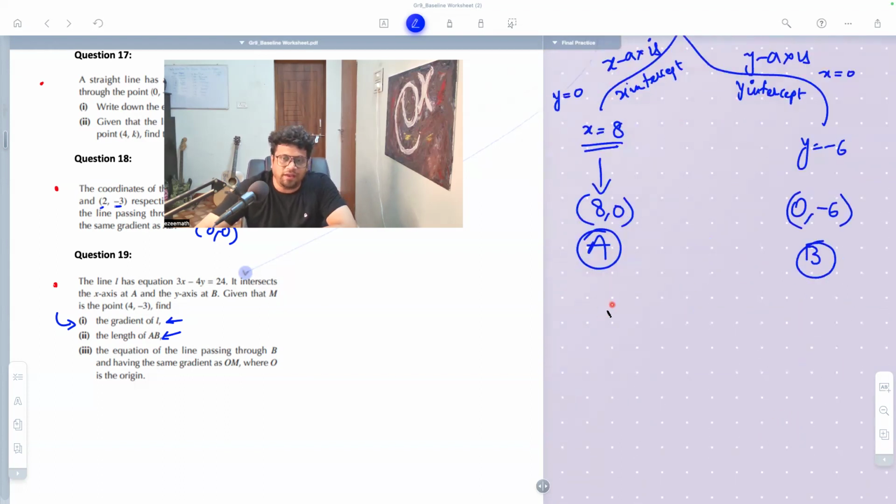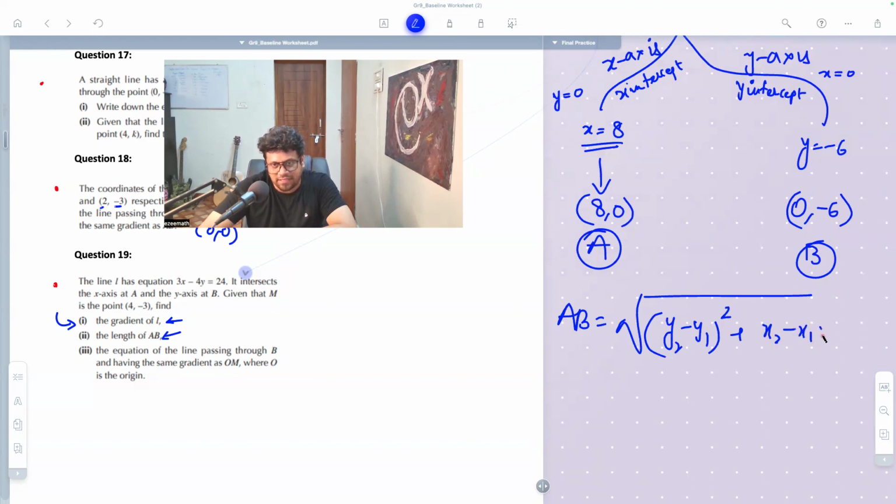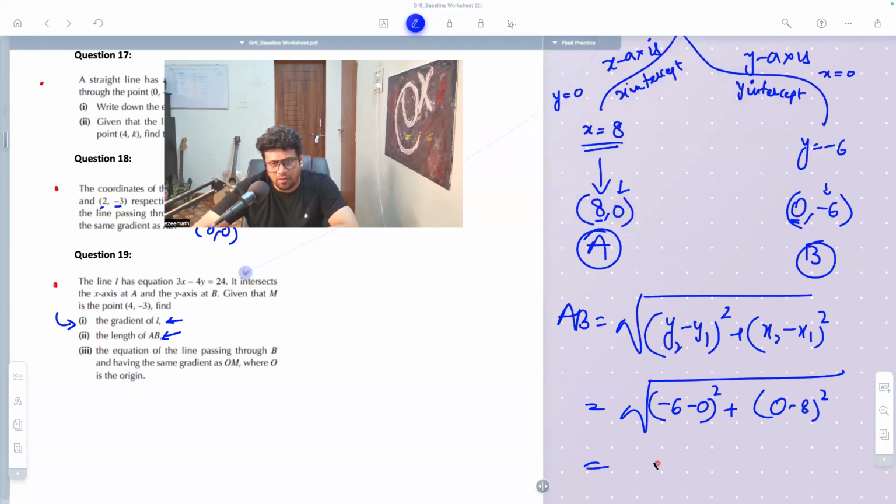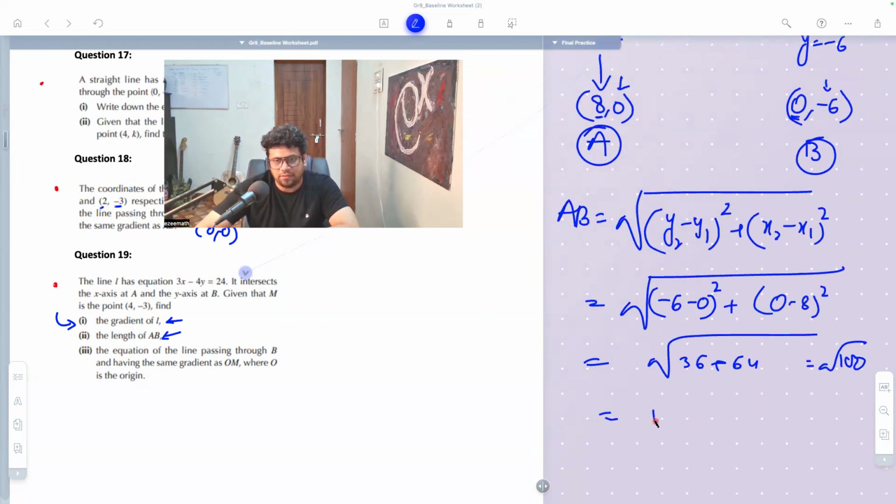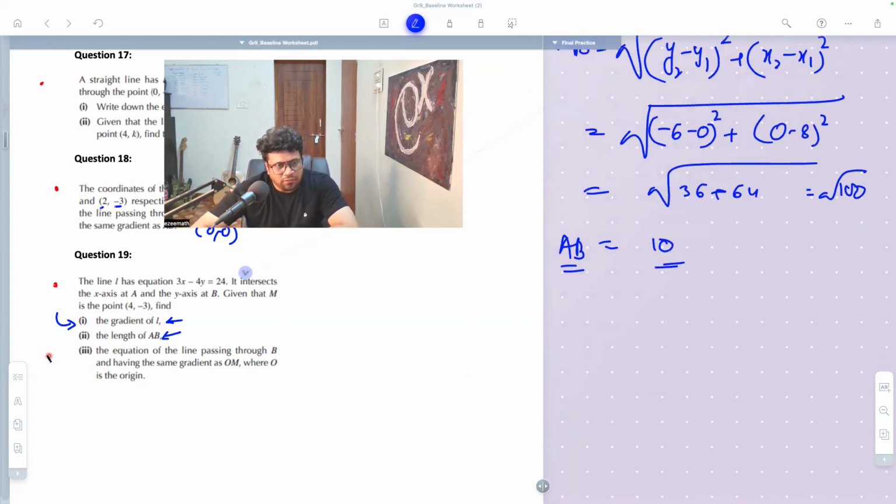Now, they want us to find out the length AB. Well, the length AB is going to be root over (y2 minus y1) square plus (x2 minus x1) square. It comes out to be square root of, those are your y values, (-6 minus 0) square plus (0 minus 8) square. It comes out to be 36 plus 64. That's root over 100. That's 10. That's your length for AB. Done.